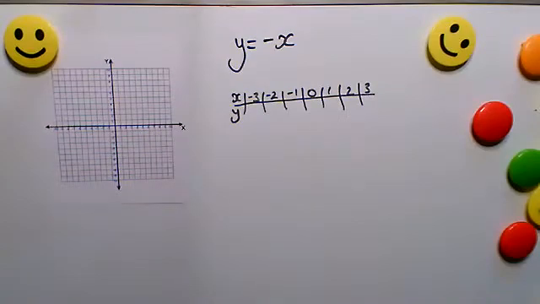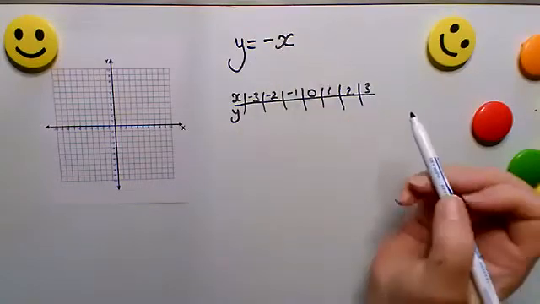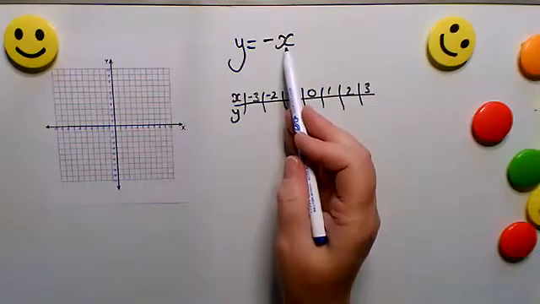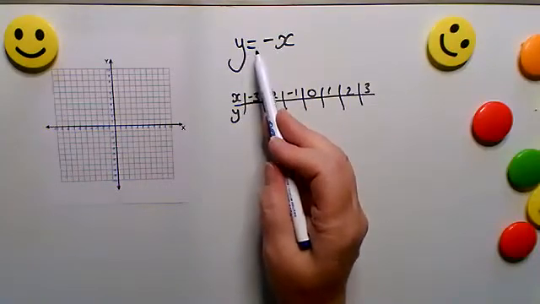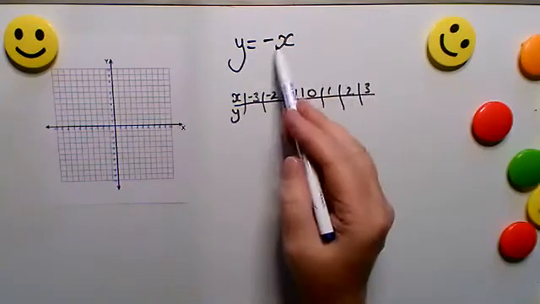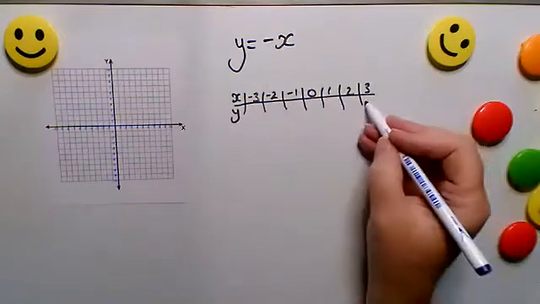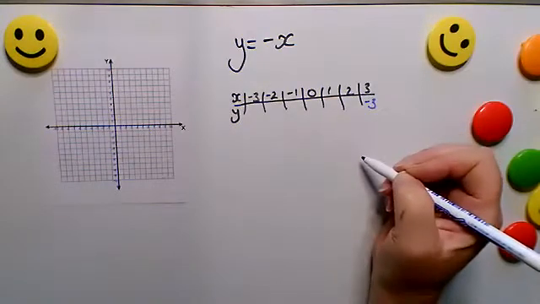We need to plot the graph of y equals negative x. So if x was 3, y would be the negative of that x value. So if x was 3, y is going to be negative 3. So y is negative 3.